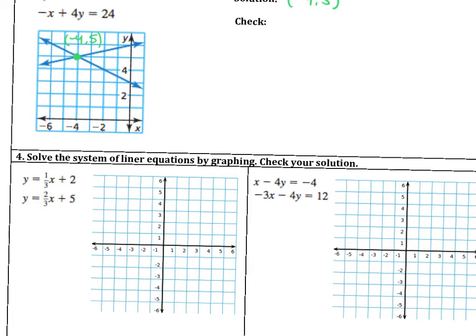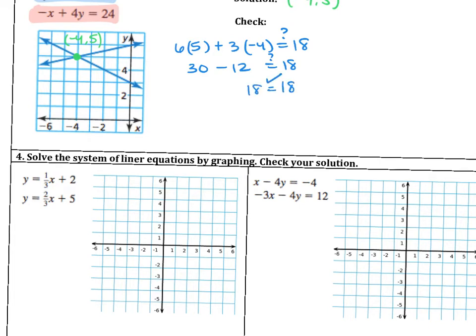I've got two equations. I've got a blue equation and I've got a red equation. I'll plug everything in. All right, 6 times y, y is 5, plus 3 times x, x is negative 4, equals 18. I don't know. 6 times 5 is 30 minus 12. Simplify further. 18 equals 18. Works out for the blue one. Let's check for the red one.